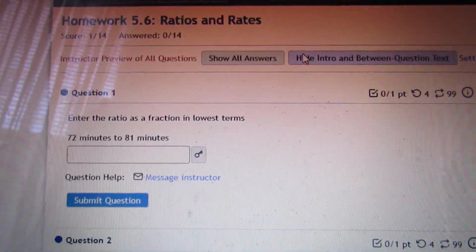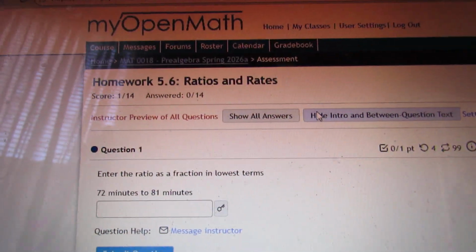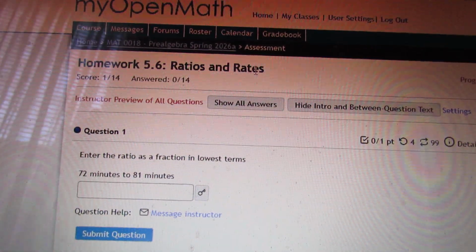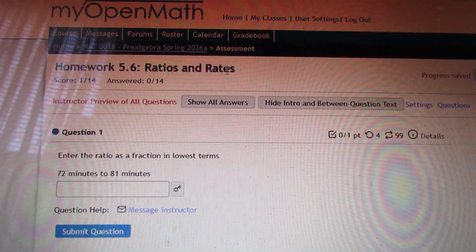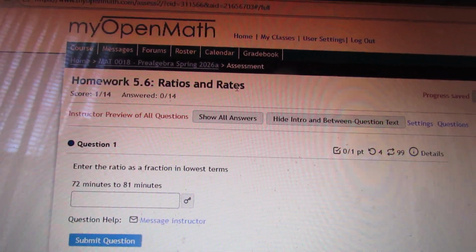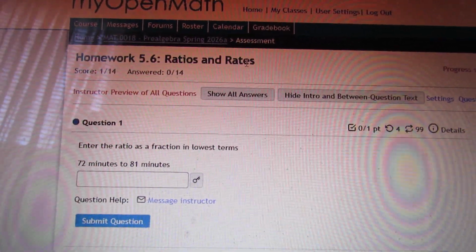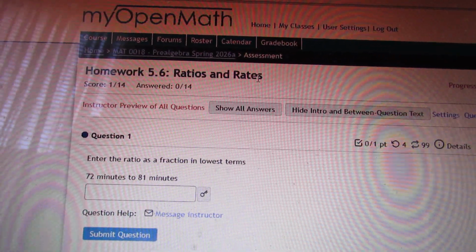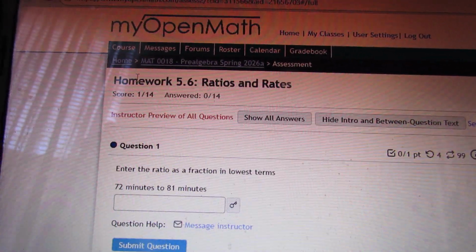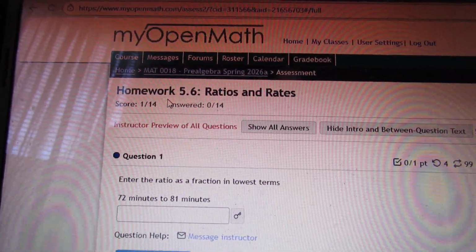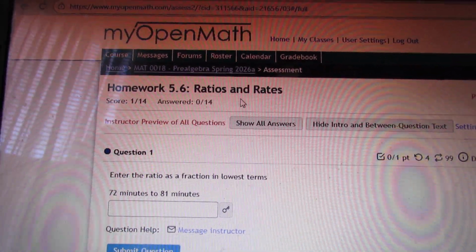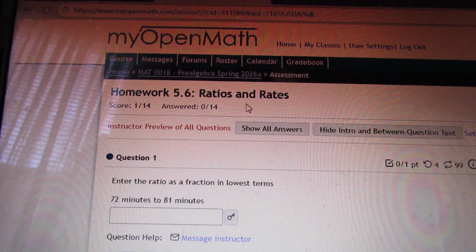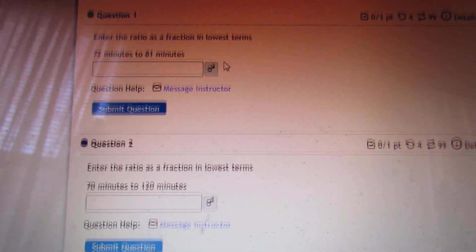Hello. Most of the time with MyOpenMath, they give you the units so you don't have to type them in. And in most of my videos, I don't type them in. I think there are a few exceptions on this in some unit conversions, but I know in a pre-algebra class, for the homework 5.6 on ratios and rates, there aren't always the units there. Most of them have them.